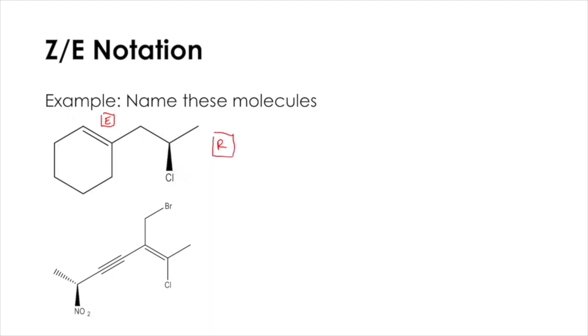And so now we just name it as we normally would. And so to name it, we look at the ring, because that's longer. And then the rest is a substituent. So the name of the substituent is 2R, 2 chloro, propyl. That is coming off of carbon 1 in the hexene ring.